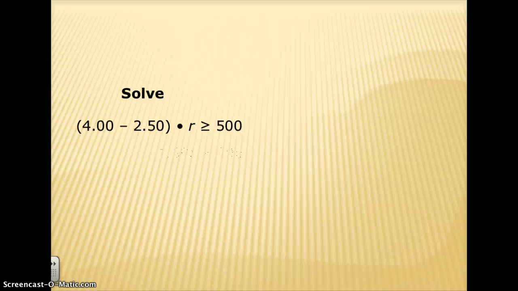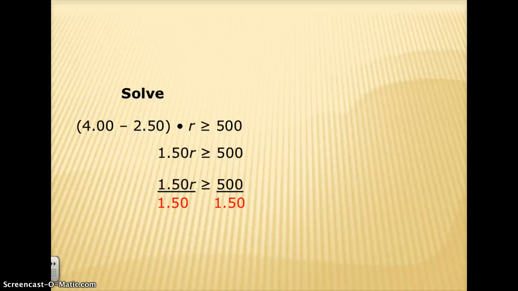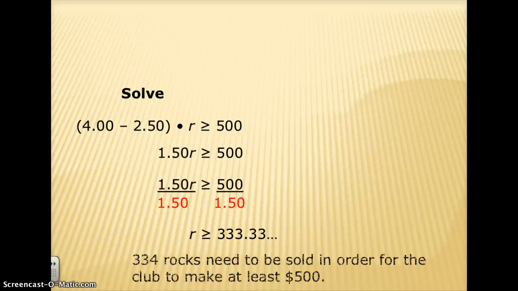So let's solve for the information. We get $1.50 per rock. So if we take 500 divided by $1.50, we get r is greater than or equal to 333.3 repeating. So let's summarize that. 334 rocks need to be sold in order for the club to make at least $500. But why did it have to be 334? Because r could equal 333.3 repeating. However, we're not going to sell part of a rock. So we had to round up to the next nearest whole number so that we could get the full amount.